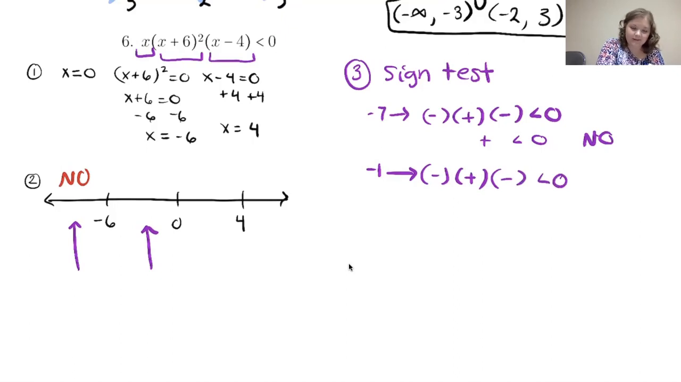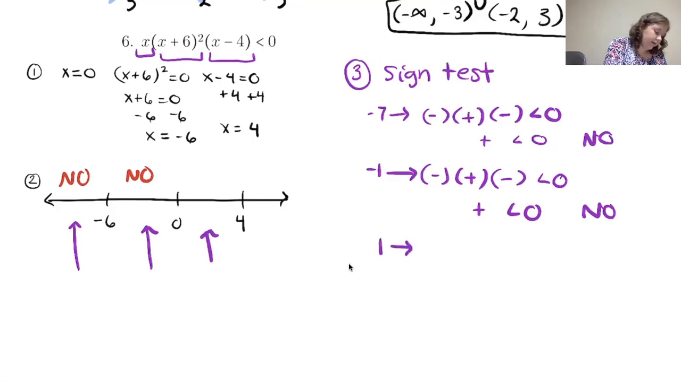We'll see, is that less than 0? Negative times negative is positive. Is that less than 0? No, it's not. So this one gets a no also. Okay, and then the next interval from 0 to 4, we'll pick 1. Okay, so I'll plug it in.